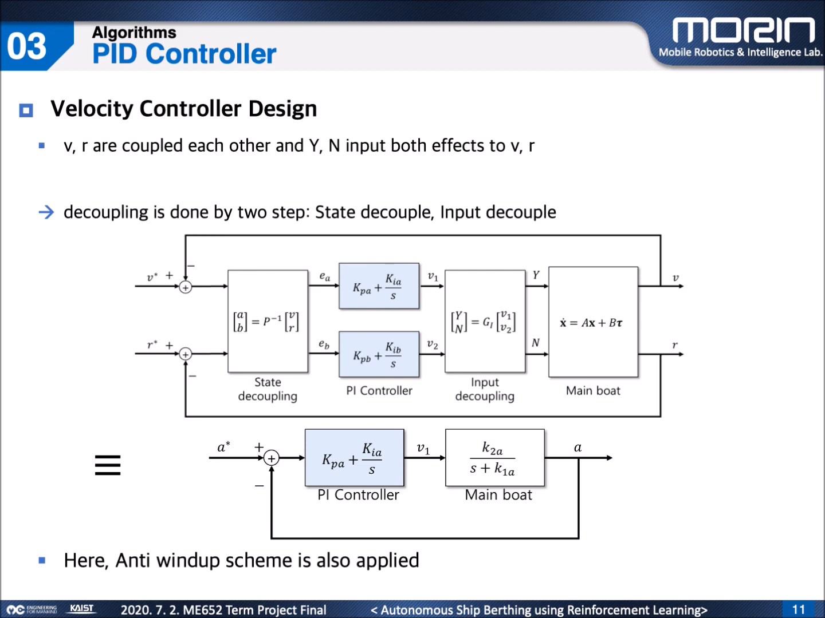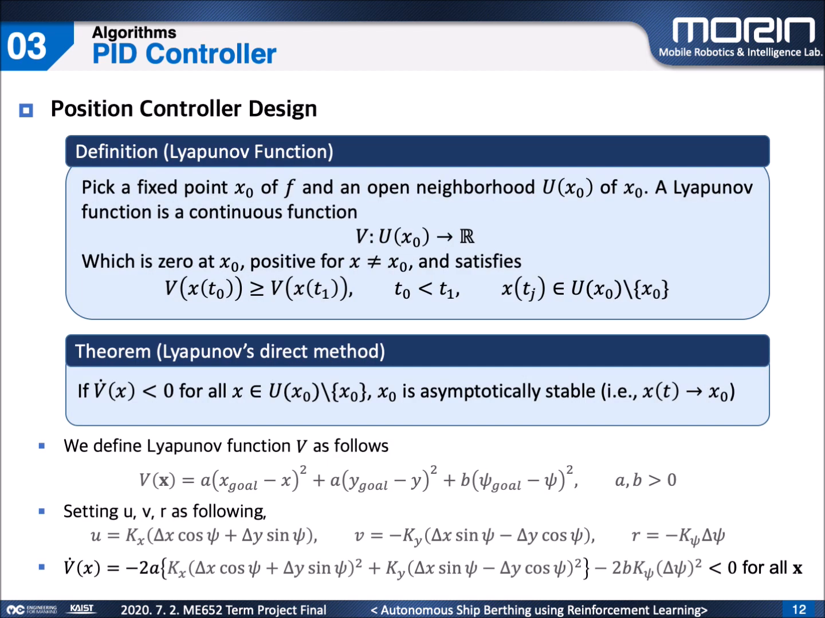And here we have a proposed position controller with sliding mode control using a Lyapunov function. Given a fixed point x0 of f, a Lyapunov function is a continuous scalar function which is locally positive definite, and only 0 at the fixed point x0. It is known that if the time derivative of the Lyapunov function is strictly negative, the fixed point x0 is asymptotically stable. In other words, x goes to x0.